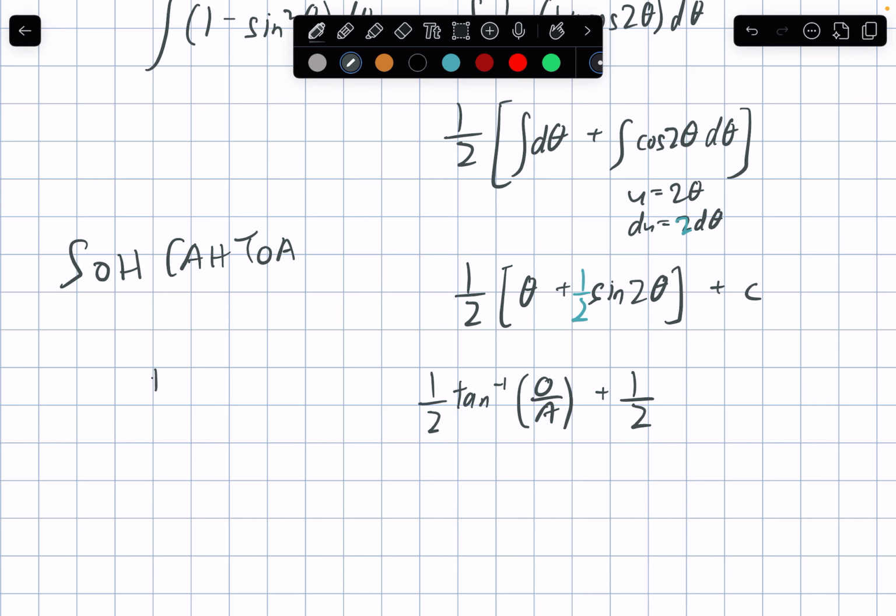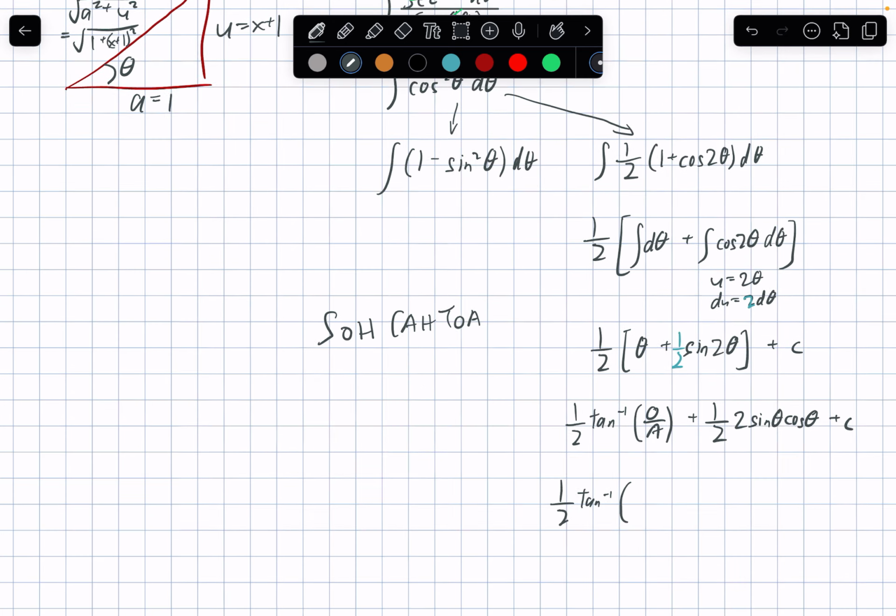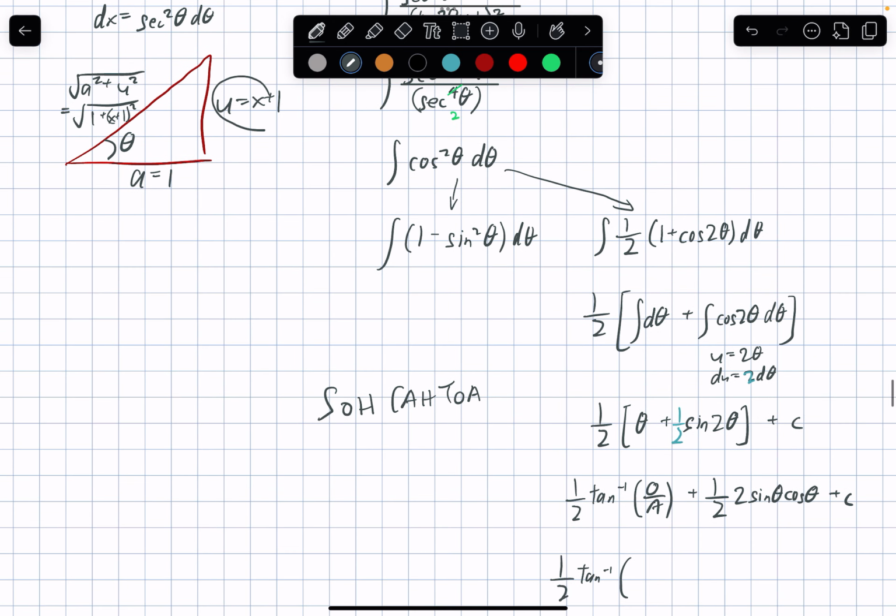So whenever you see sine 2 theta, always rewrite it as 2 sine theta cosine theta. This is another identity that you have to know. Integral calculus has a lot of these, so you have to be very familiar with it. 1/2 arctangent. Let's already substitute. What is our opposite? Coming from the point of view of the theta angle right there, opposite is x plus 1. Adjacent is 1.